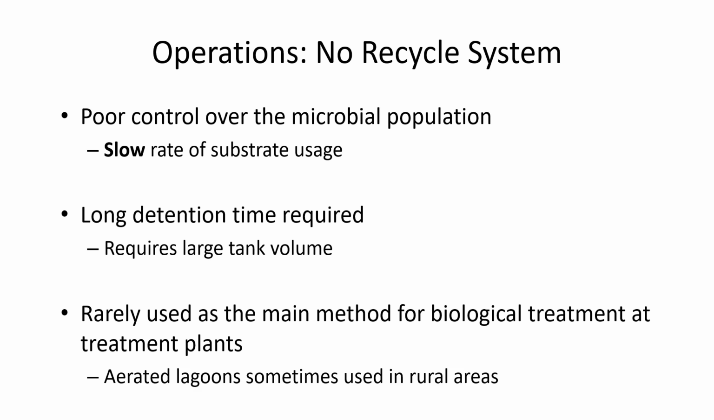What's far more common is it just to be an aerated lagoon and occasionally used in rural areas where land isn't expensive. Maybe you might as well just have a really big aeration basin, and that would be simpler, require less human interaction than constantly tinkering with the sludge recirculation rate.